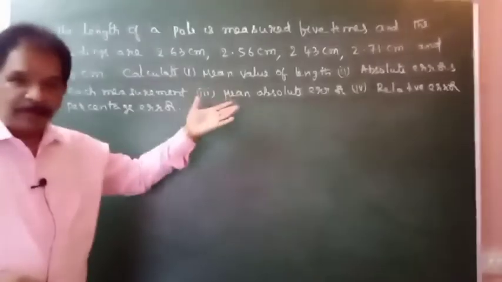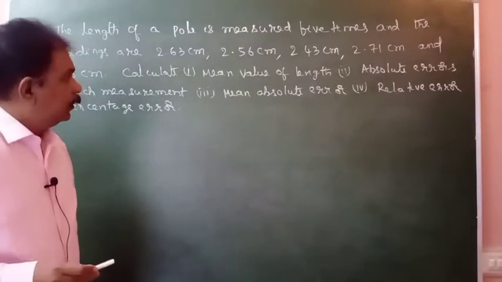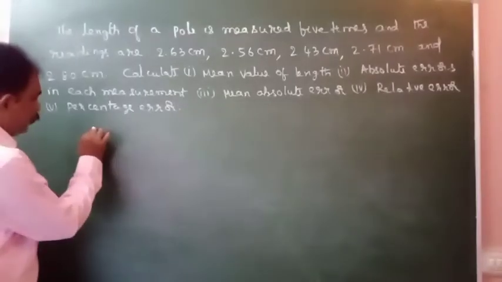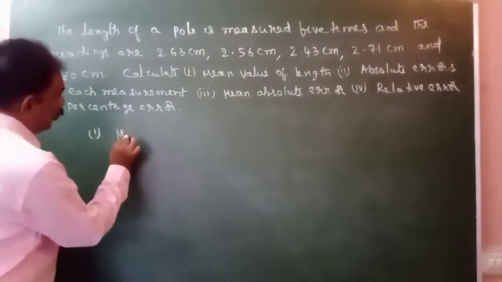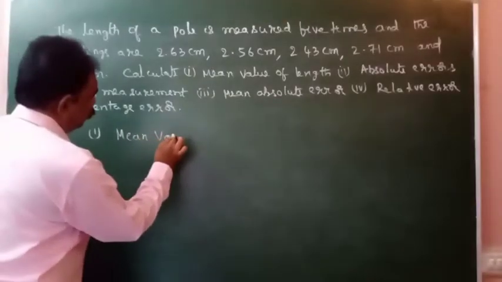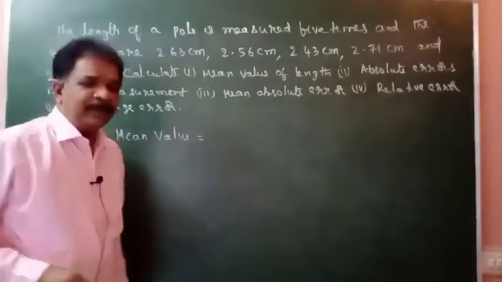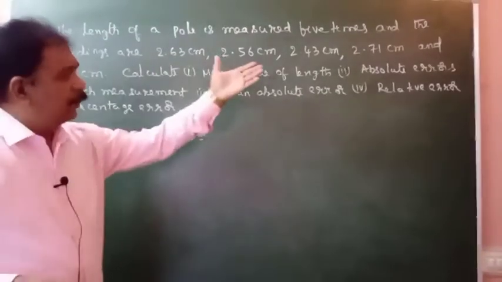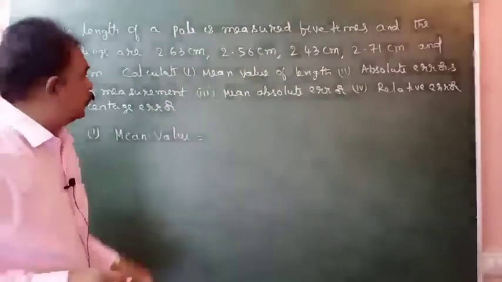We already did one model relating to this. Then how to do this problem? See, first, the mean value. Mean value means, totally 5 readings are there. Add all of those 5 and divide by 5, then you will get the answer.